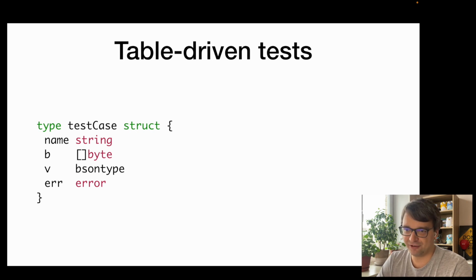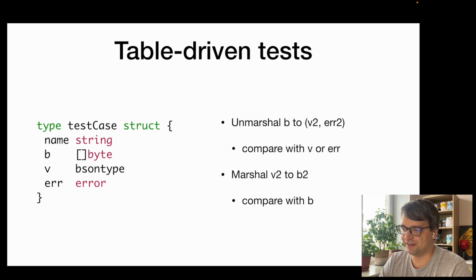So you probably know what that is. We just define a test case with a name, with some bytes, expected value, and expected error. And we check it like that. We unmarshal bytes into a value and compare that we got the same value by unmarshalling these bytes. And then we marshal v or v2, it doesn't matter because they are the same, to a new slice of bytes and compare that the bytes are the same. So that's a very basic test for parsing binary data, quite common.